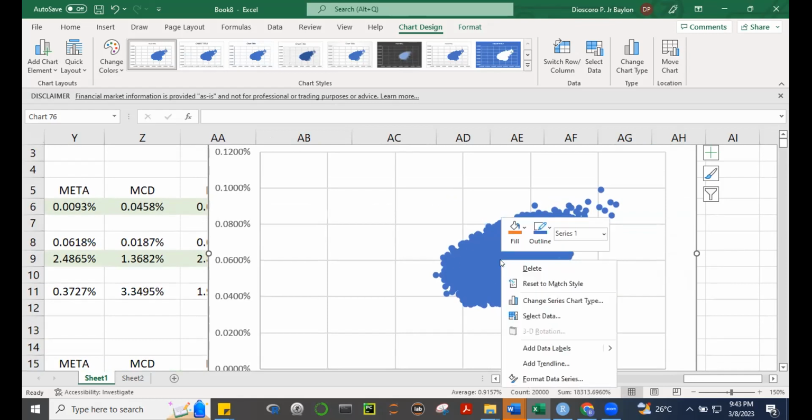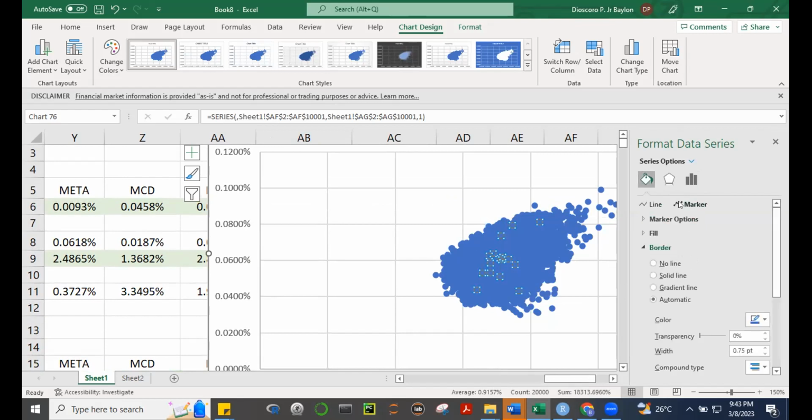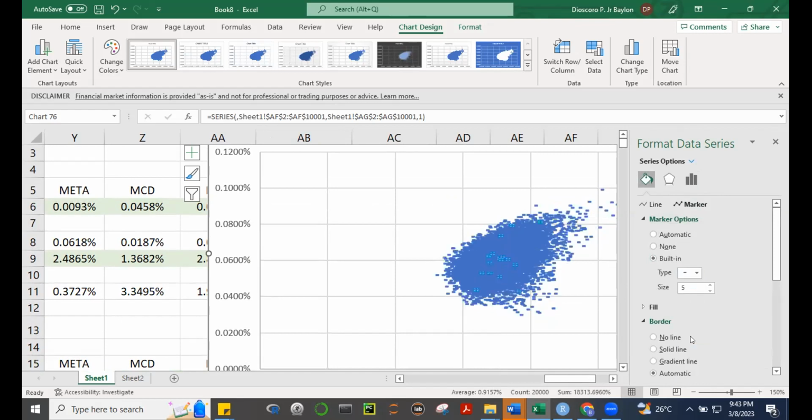So I'll right click here and click Format Data Series. I'll change the marker. Marker options, built-in. I'll make it small. Just this line, and then I'll reduce the size, maybe to 1. Okay.